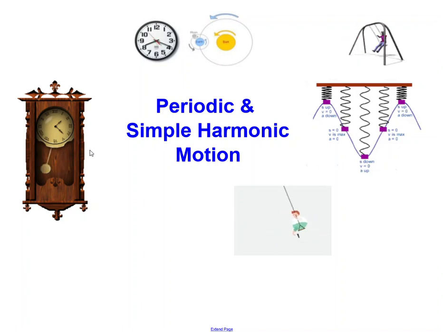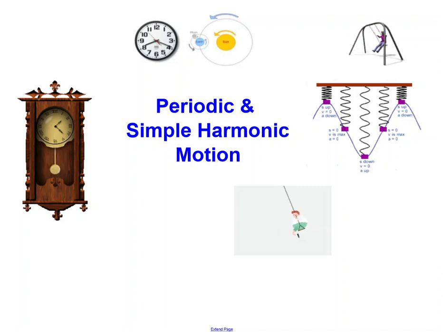So on this slide you can see I have a bunch of pictures. These are all examples of either periodic or simple harmonic motion. You might be able to see that they have some things in common. The most obvious, I think, is that all these objects are going back and forth, right? The kid on the slide or swing up here, the hand on the grandfather clock, all these things go around or go in some back and forth motion.